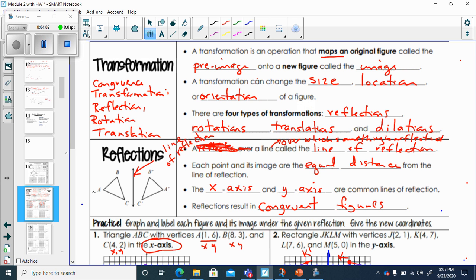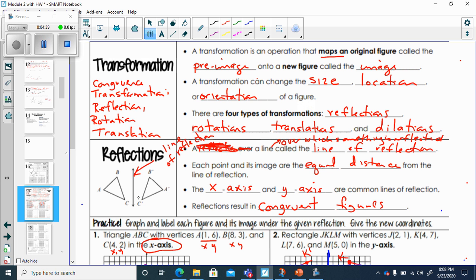Notice when we do any sort of transformation, if we start with A, this A is going to be the same distance from this line of reflection as its image, A prime. This little tick up here is called prime. The primes go on the image. The pre-images don't have primes on theirs, okay? B goes to B prime. See how they're the same distance from this line of reflection? And C is close to the line of reflection, and C prime is the same distance from it as C. They're just on opposite sides of the line of reflection.